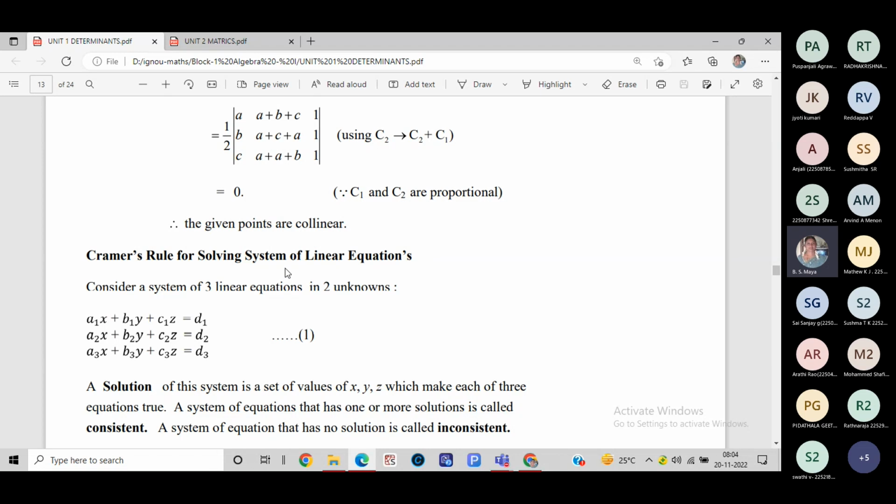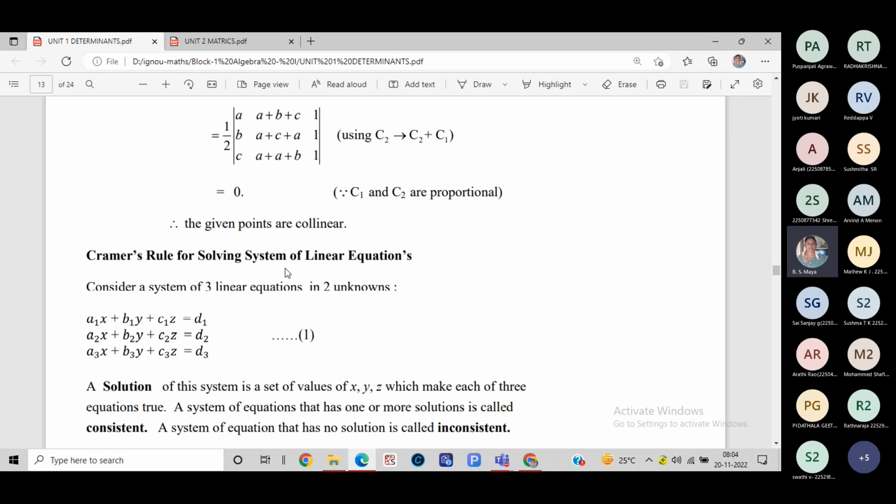See, there are different methods for applying this. Any linear equation can be solved by different methods. Here we use determinants to solve for the unknown values, and we call that method Cramer's rule. But the same type of linear equations is also available in matrices. In matrices also you will get one more question to solve linear equations using the matrix method. When I go to matrices, I will tell you how to solve the linear equations.